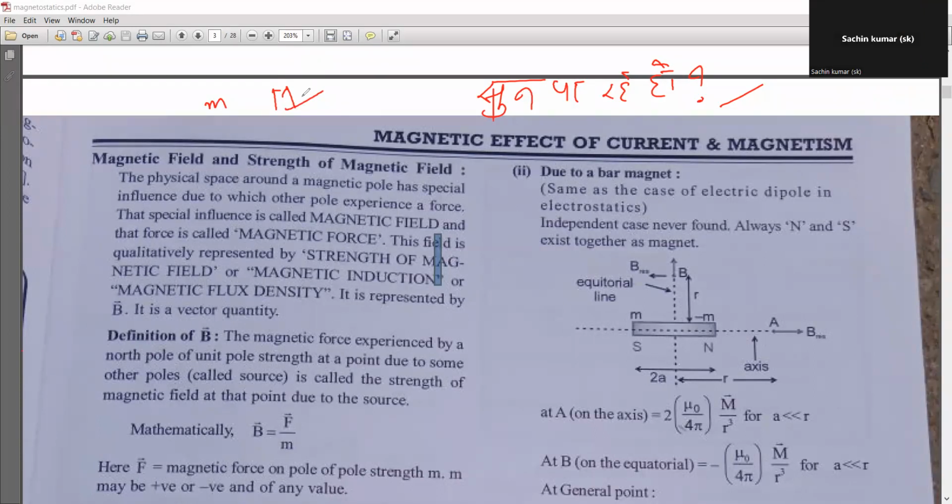Capital M is the magnetic dipole moment, and small m is the strength of the magnet. It is similar to charge, right? It is similar to the electric dipole. And it is a vector quantity, while the other is a scalar one.